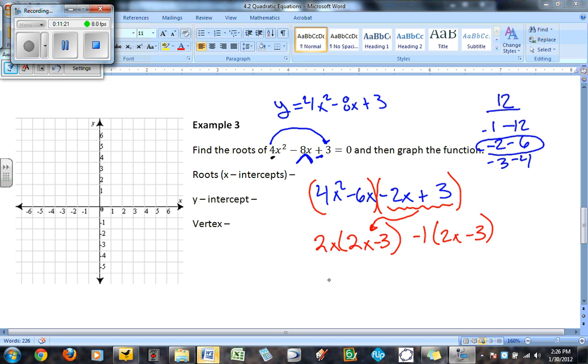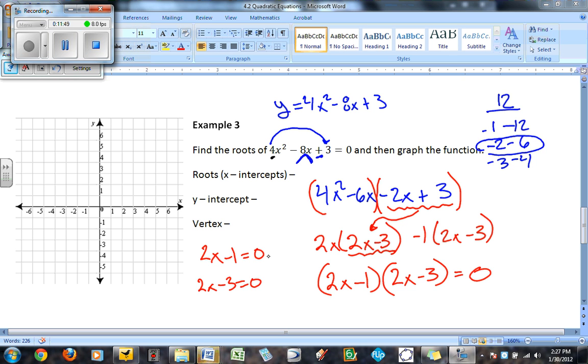So when I factor this thing out, I have 2x minus 1 and 2x minus 3. Because these guys are the same, I can pull out a 2x minus 3 and write what's left over in a parentheses, 2x minus 1. And if we're solving for when y is 0, we just have to set each of these parentheses equal to 0. So I'm going to have 2x minus 1 equals 0, and 2x minus 3 equals 0.